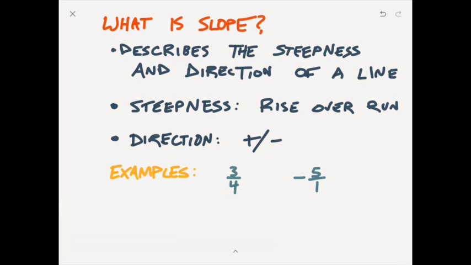Slope is basically a mathematical measurement of how steep and in what direction a line goes. Steepness is typically measured as rise over run. We'll talk about that in a second. It's how much a line moves sideways versus how much it moves up and down. And direction is given as a positive or a negative.